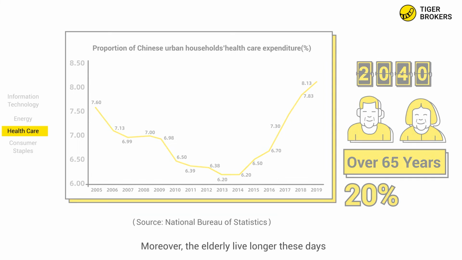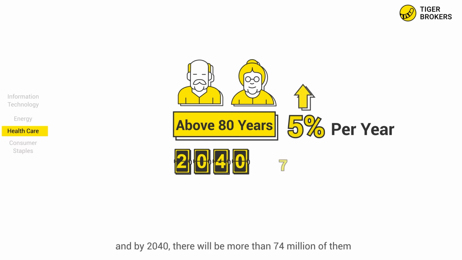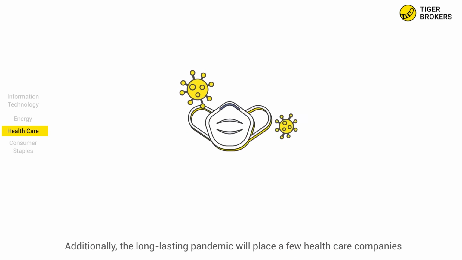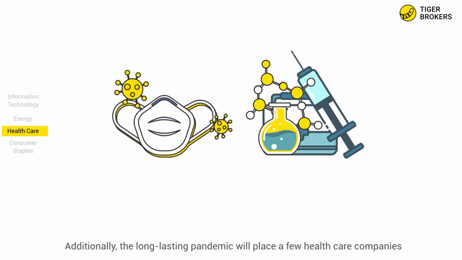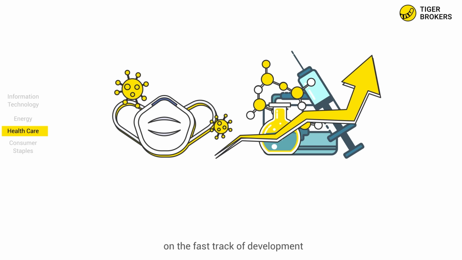It is estimated that the percentage of the population over 65 years of age will exceed 20% by 2040. Moreover, the elderly live longer these days. The number of elderly people above 80 years of age is increasing by 5% per year. And by 2040, there will be more than 74 million of them. When people live longer, they need more healthcare. Additionally, the long-lasting pandemic will place a few healthcare companies that are focused on developing vaccines and special drugs on the fast track of development.